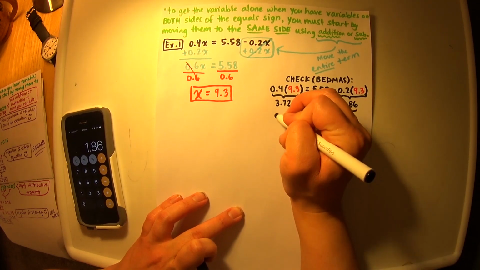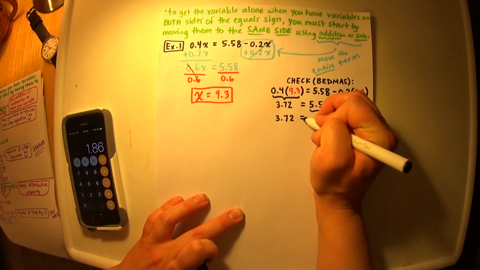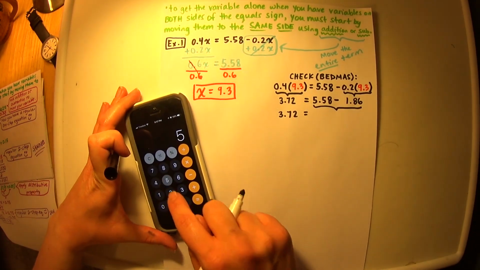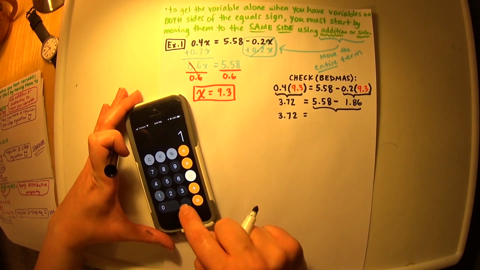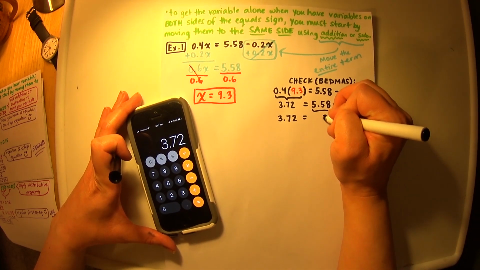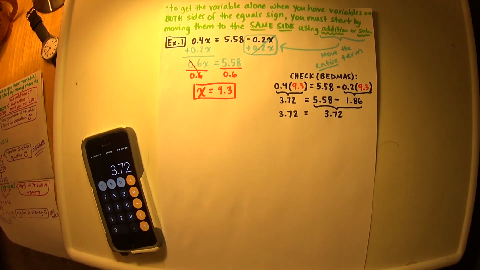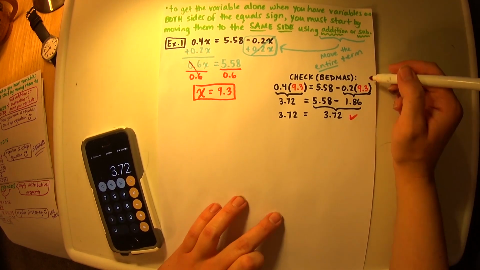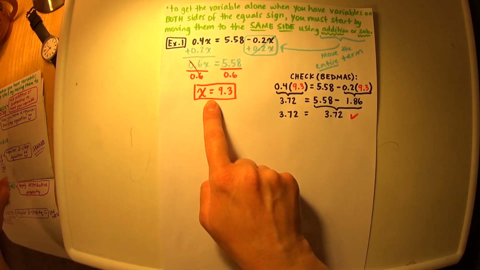On the left side of my equation, I still have this 3.72, nothing else for me to solve there. And on the right side, let's subtract. 5.58 minus 1.86 equals 3.72. Beautiful. Both sides come out to the same number, so check. I know for sure that my answer of x equals 9.3 is correct.